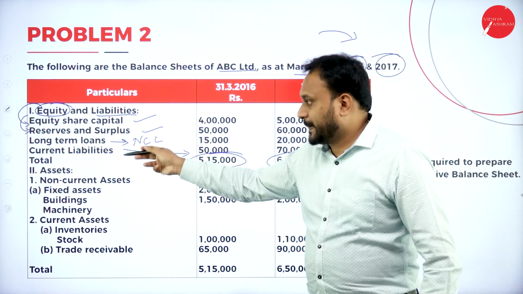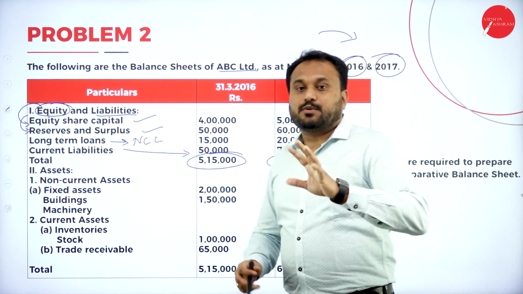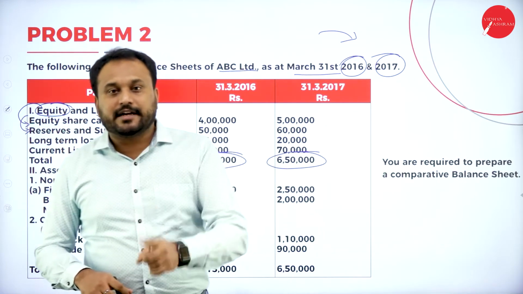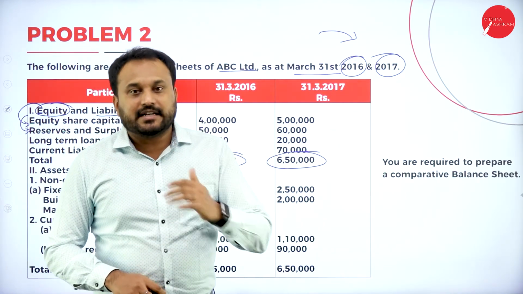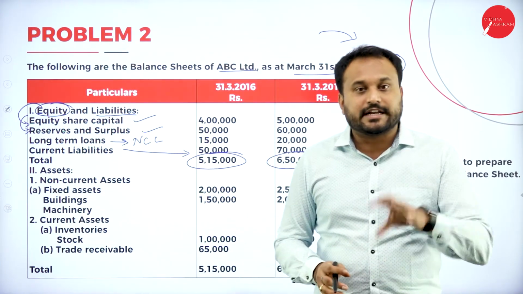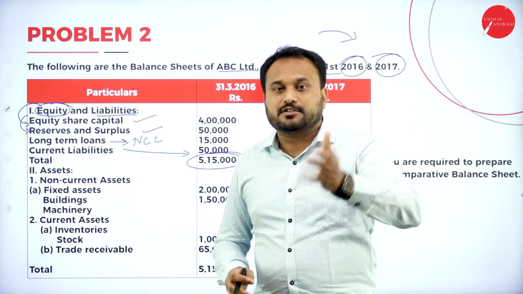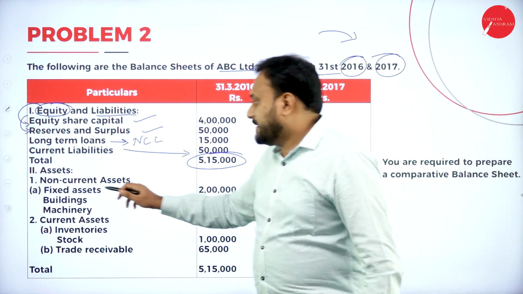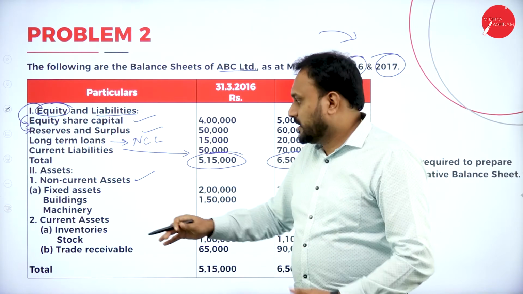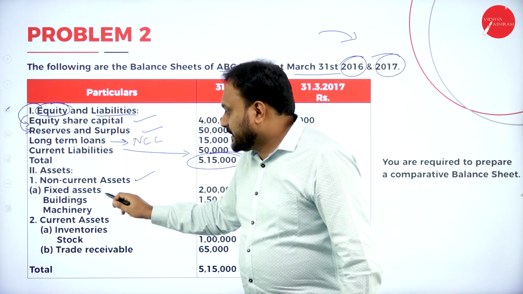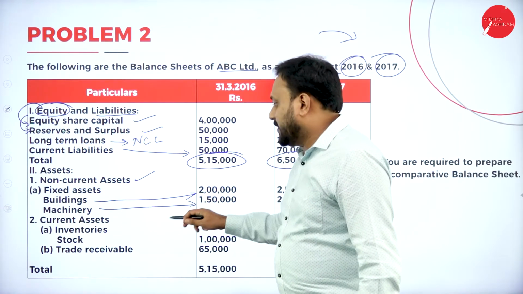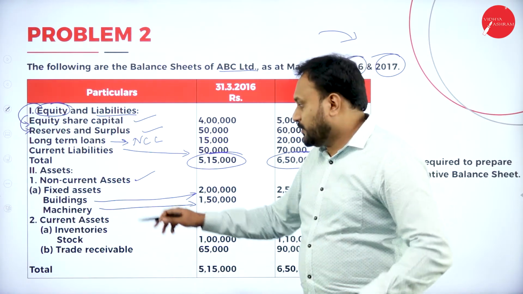So this is done. Next we have assets. Now what you should do is grouping. There are two types of asset. One is non-current asset, another is current asset. Now what is current asset? Those you can easily convert into cash, that is called current asset. Which you cannot is called non-current asset. So here the heading itself is non-current asset. They have only given fixed assets. You have buildings, then we have machinery. So again, just go with the copy paste.